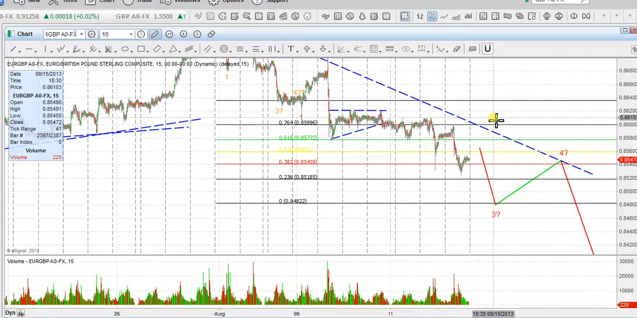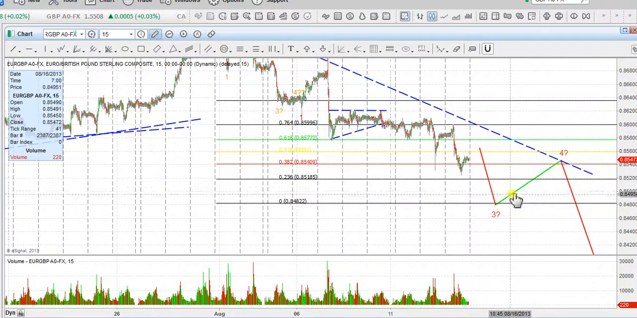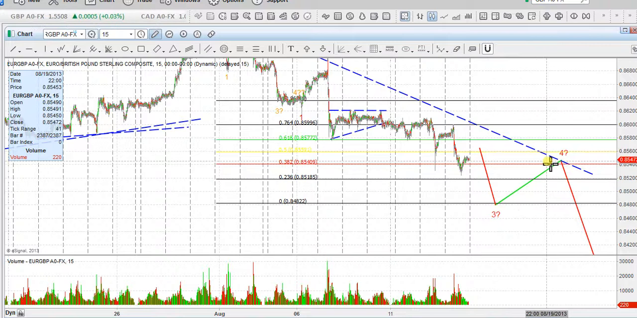But the level we're looking for, once it finishes this 3rd wave down, is a 23.6% retracement. We might see 38.2, but we're really looking for 23.6. So once it finishes correcting, then we're looking for that level, and we will look to take advantage of the 5th wave as well. And let's just look at the dollar yen real quick.